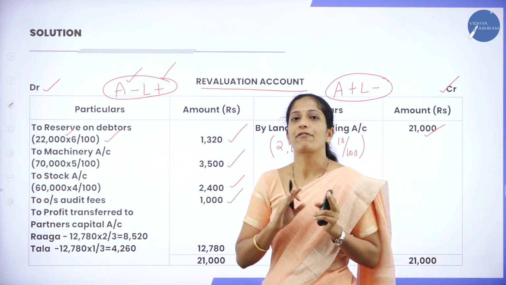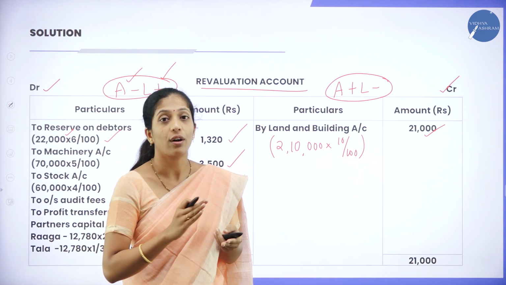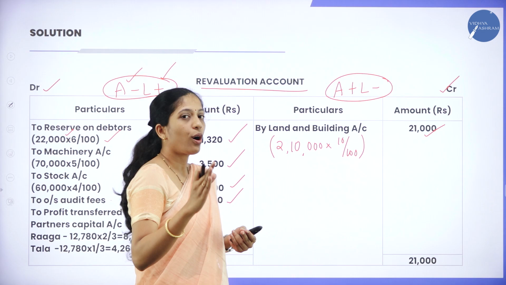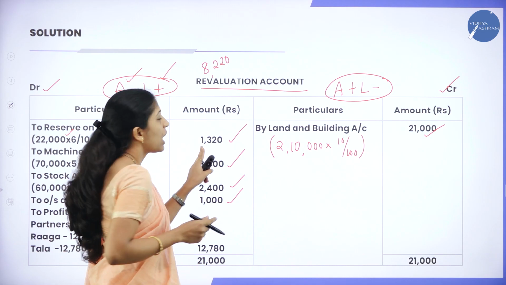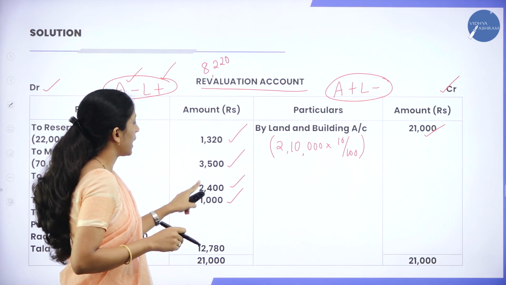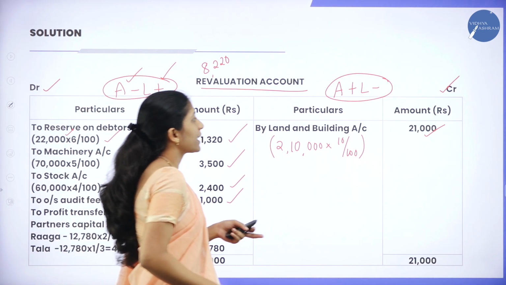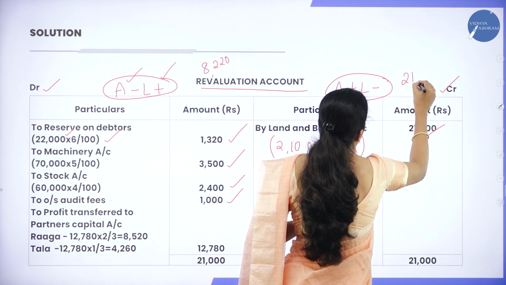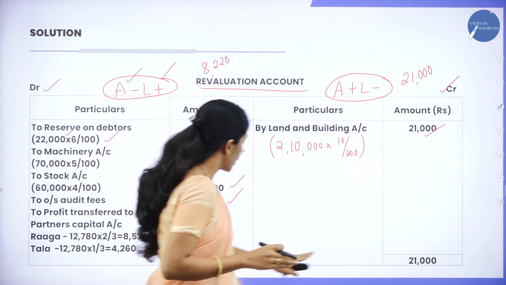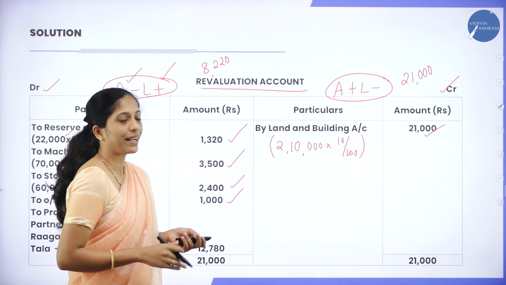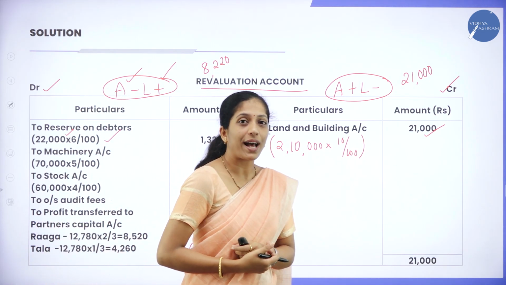Now what you have to do? We have to balance both sides, and the balancing figure will be either profit or loss on revaluation account. Now if you add all the items on the debit side, you'll get a total of 8,220. That is 1,320 plus 3,500 plus 2,400 plus 1,000. But coming to the credit side, we are having only one item, so the total is 21,000. Now which one is greater? 21,000. Write 21,000 on both sides. 21,000 minus 8,220, so you'll get a balancing figure of 12,780.